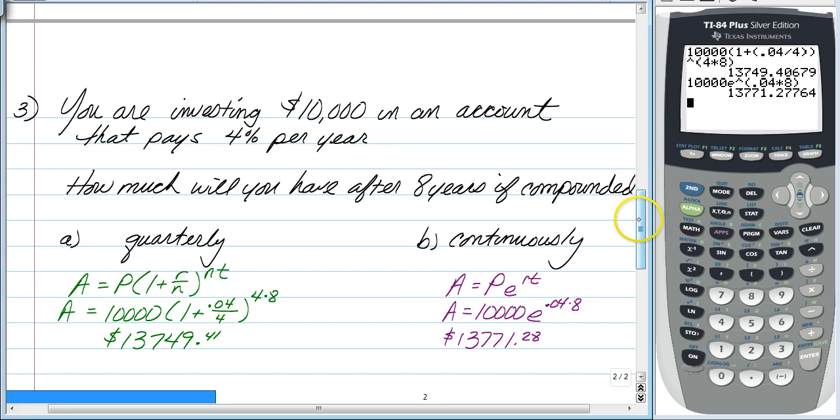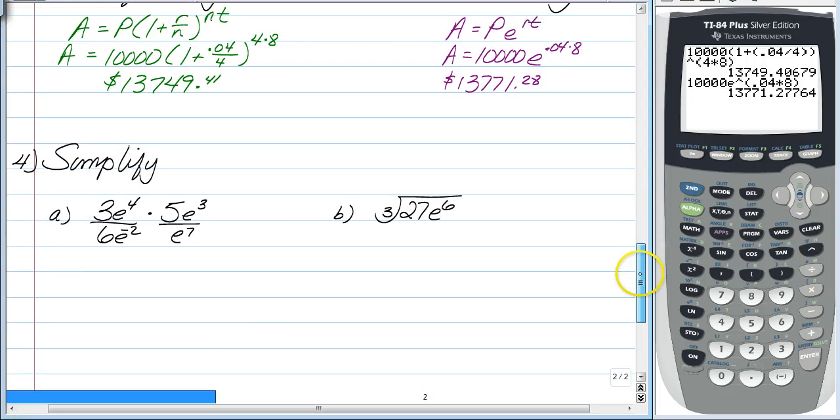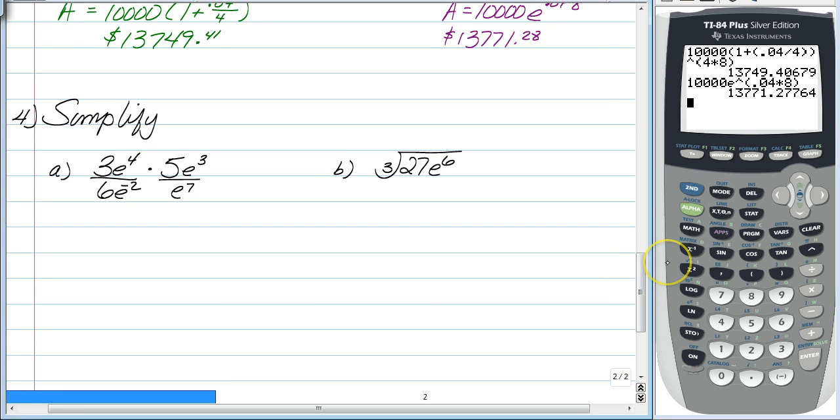Okay? Last topic for this review video is how to simplify. You're going to have to simplify in the quiz as well, and those rules follow the rules that were in Chapter 7. So when you multiply, you add your exponents. So if you're going to multiply the top first, you're going to end up with 3 times 5 is 15 e to the 7th power over 6 times nothing is still 6, and then we have e negative 2 and 7 would be e to the 5th power.